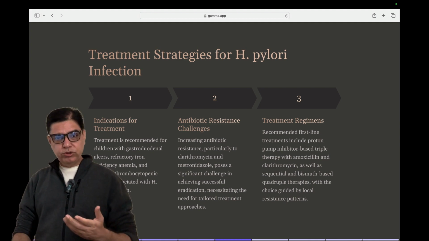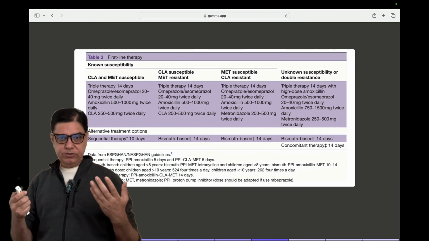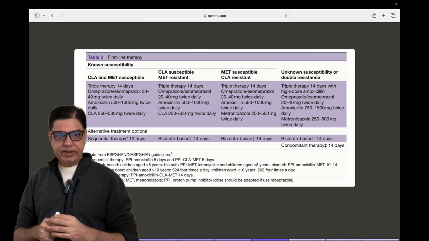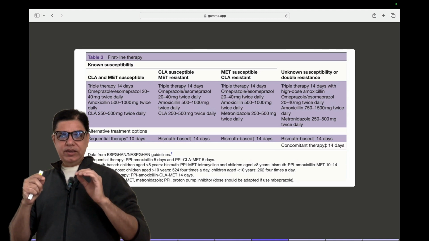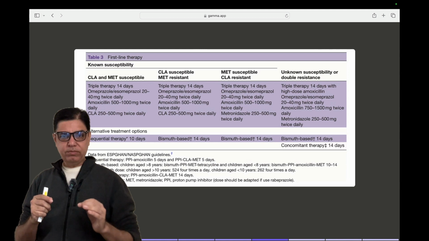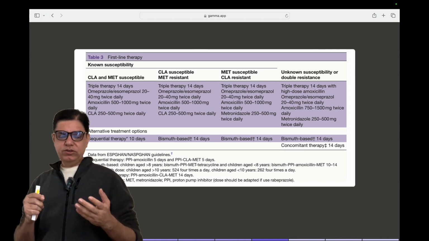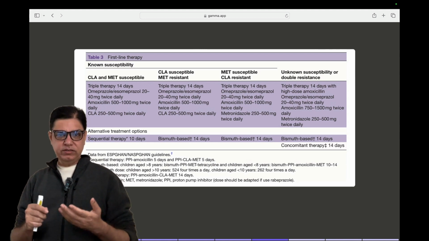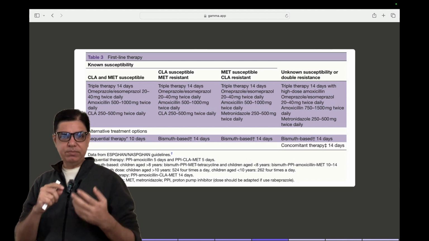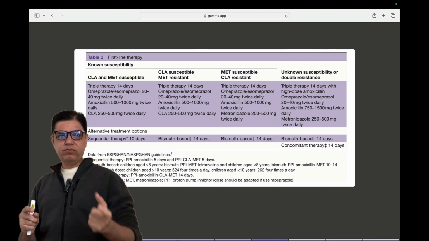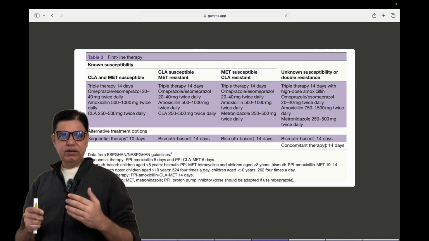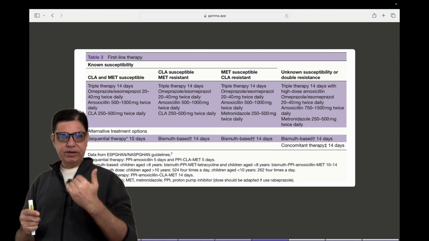So to show you the treatment modalities, this is from the ESPGHAN and NASPGHAN guidelines. They say where your local data suggests that the H. pylori is susceptible both to clarithromycin and metronidazole, then you have to give them triple therapy for 14 days, in which one of the drugs would be omeprazole, where you can give them 20 to 40 milligram twice daily depending on the age, and the second drug would be amoxicillin, which is usually given in the dose of 500 to 1000 milligram, and that has to be given BD, again twice daily.